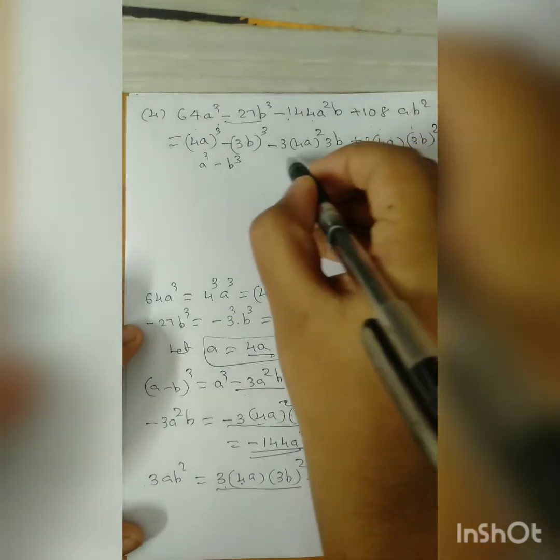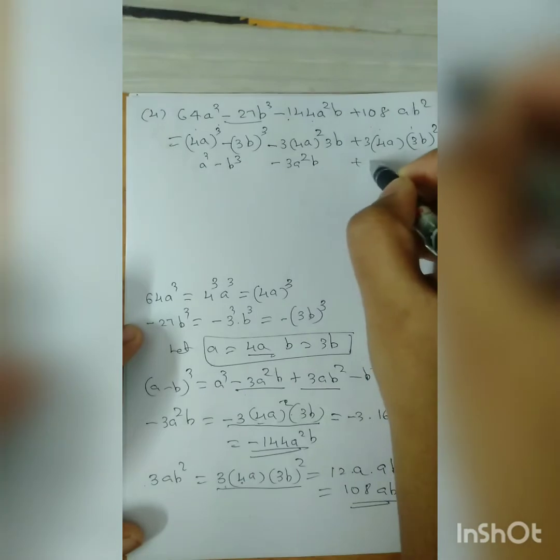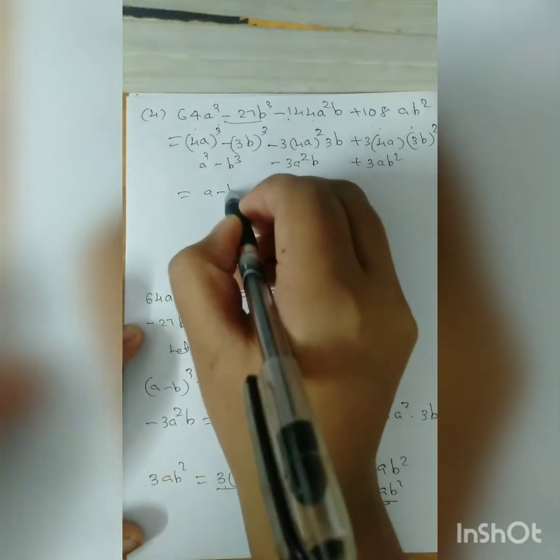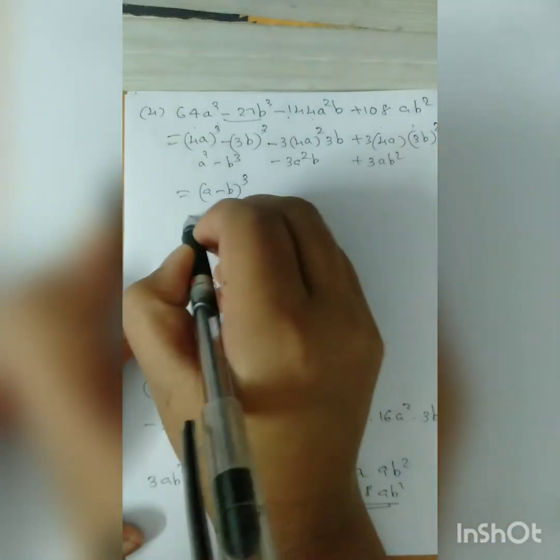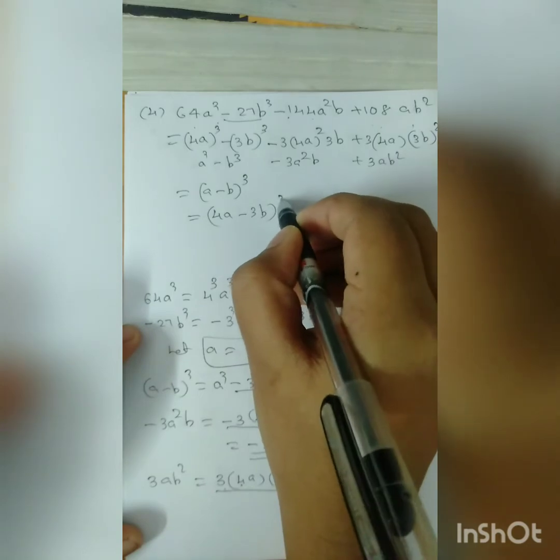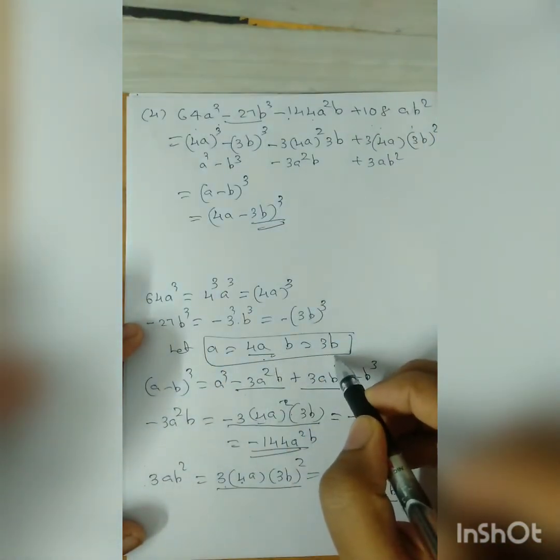That is, this term is in the form of 3a squared b and this term is in the form of 3ab squared. So which is equal to a minus b the whole cubed, which is equal to 4a minus 3b the whole cubed, since a is equal to 4a and b is equal to 3b.